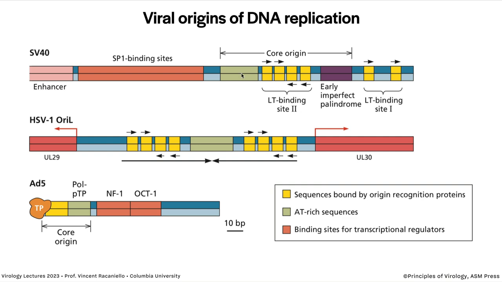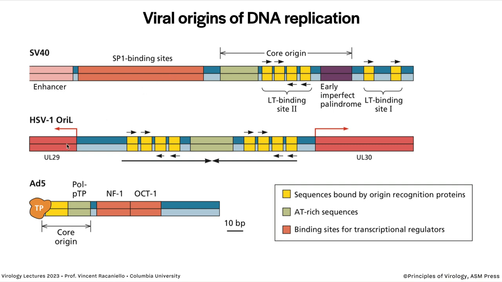And AT-rich sequences are significant because these are base pairs that are easier to melt than GC base pairs. A GC base pair is stronger than an AT base pair. And so because the origin needs to be melted in order to allow DNA synthesis to begin, it makes sense to have AT-rich sequences in there to make that job easier. And then finally, these origins are typically next to promoters. And so here we have binding sites for transcriptional regulators, which are part of promoters, as we discussed before.